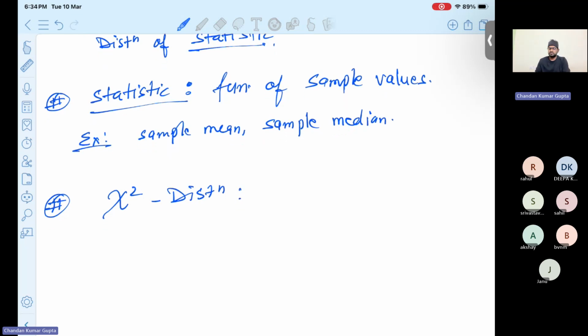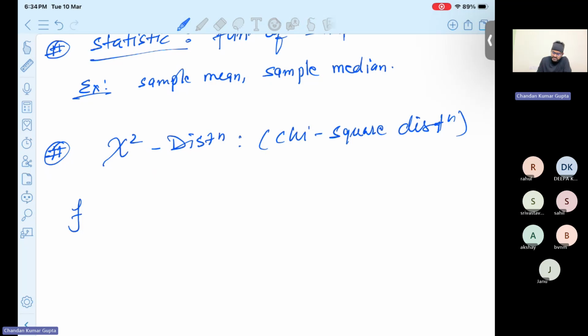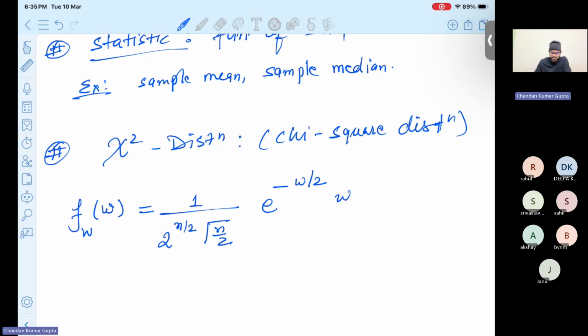Okay, we can write this chi-square like this. So this is the chi-square distribution. Its PDF will be, suppose W, it's 1 upon 2 to the power n by 2 gamma n by 2, e to the power minus w by 2, w to the power n by 2 minus 1. Here w is greater than 0, n is greater than 0.